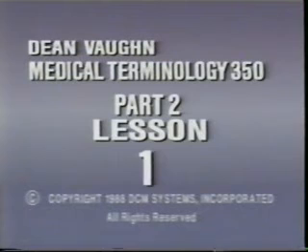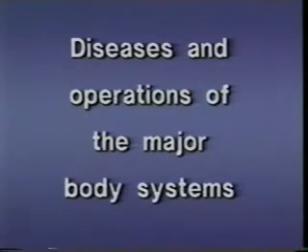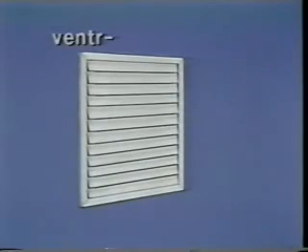The first 12 lessons of this medical terminology course taught the meanings of 300 Latin and Greek roots, prefixes, and suffixes, which can be combined into many thousands of complex medical terms. Part 2 of the course consists of 2 lessons of 25 elements each, in which the audiovisual and learning guide instruction focuses on the diseases and operations of the major body systems. We'll begin this lesson with the element venter.